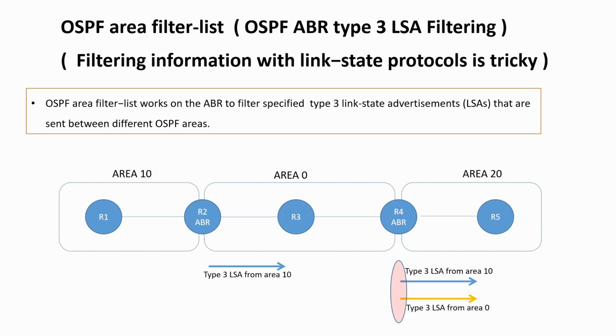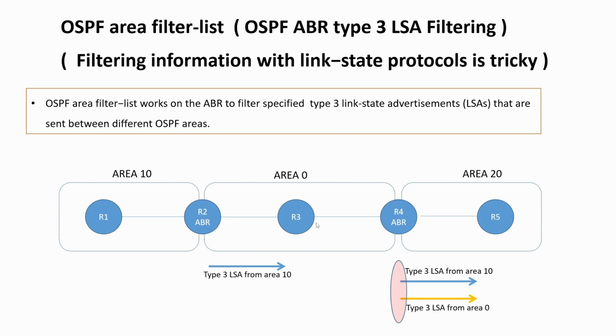So that is the purpose of the OSPF area filter list. It works on the ABR to filter specified Type 3 link-state advertisements that are sent between different OSPF areas. Link-state advertisement's acronym is LSA.